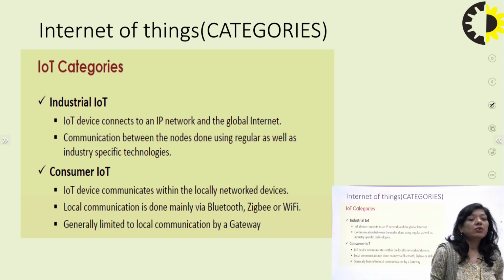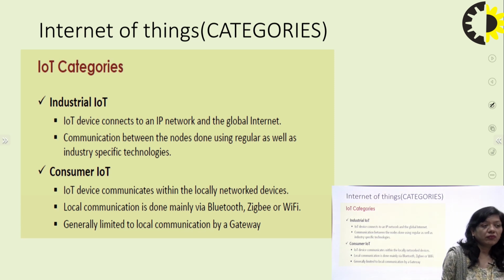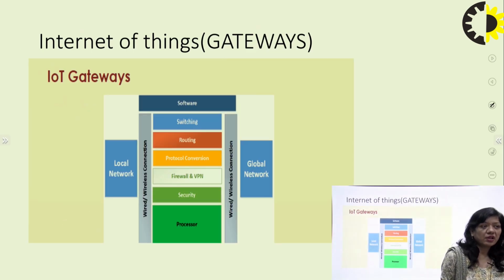And the consumer IoT devices communicate within locally networked devices. Local communication is done mainly via Bluetooth, Zigbee or Wi-Fi. So consumer IoT is generally limited to local communication by a gateway.